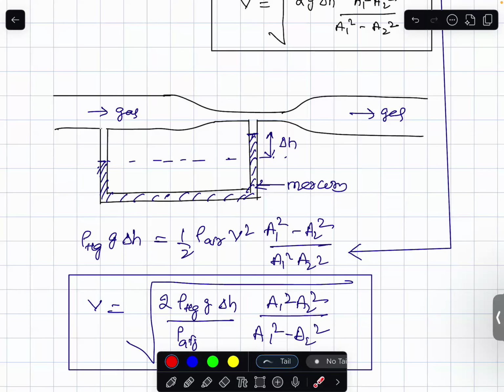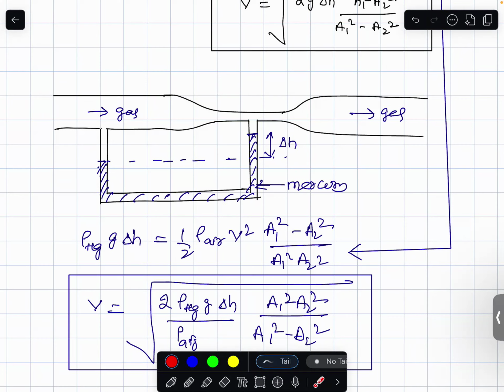Now you can see that gas is rushing out like this. You want to find the pressure difference at these 2 points. You can use this. Or if you want to find the rate of flow of the gas, you can use this instrument. But you require mercury for this.